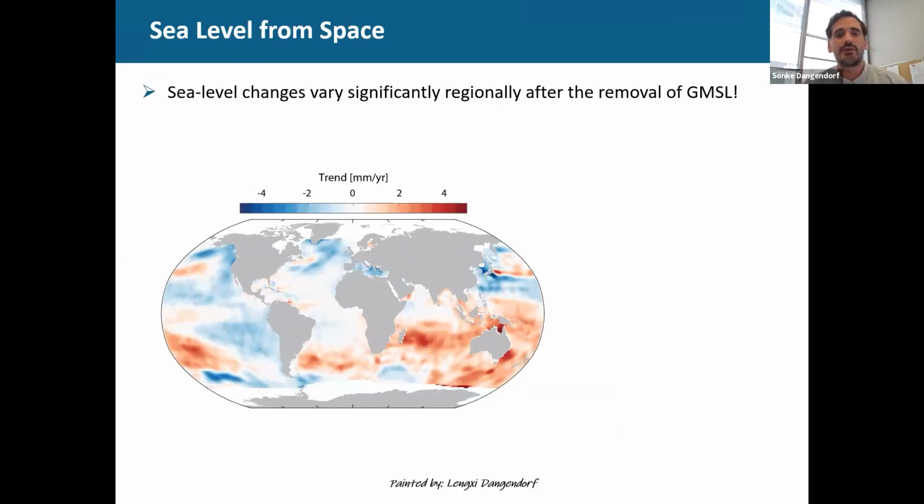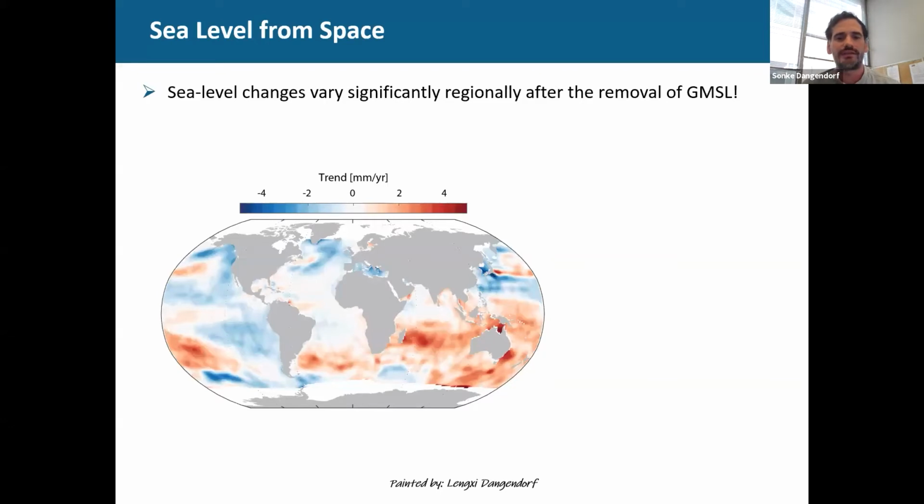Satellite measurements also provide us information about sea level changes over the entire oceans, so about regional sea level. This map is actually based on satellite altimetry data provided by CSIRO in Australia. It shows the linear trends from 1993 to 2018 after the removal of the global mean. So it's really just the regional variation.